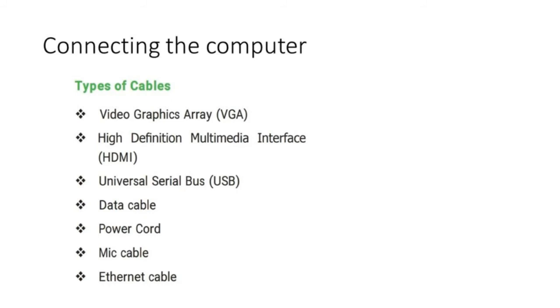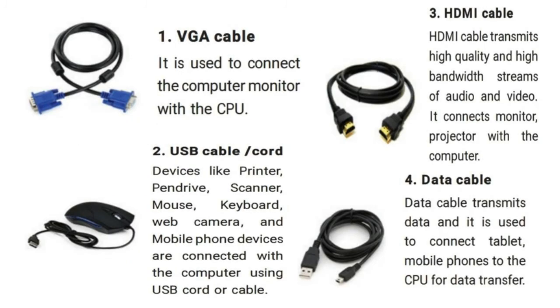First, the types of cables. Video graphics array VGA, high definition multimedia interface HDMI, universal serial bus USB, data cable, power cord, mic cable and Ethernet cable. Let's see the uses of the cable. First one, VGA, video graphics array. It is used to connect the computer monitor with the CPU.